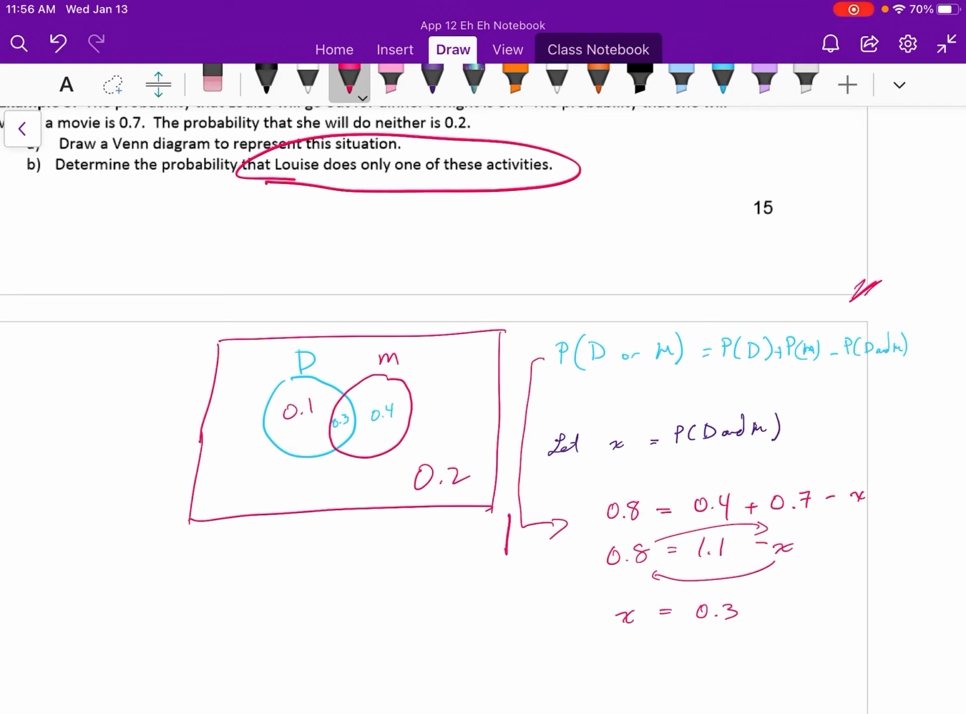Determine the probability that Louise only does one of these activities. So the probability that she only does one of these activities is the probability where she only goes to dinner or if she only goes to a movie. So B, the probability that she goes to only a dinner, or only a movie is going to be 0.1 plus 0.4, and that is going to be 0.5. So she really goes to dinner or a movie and not both.